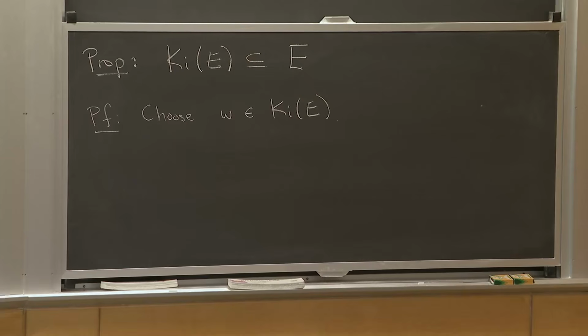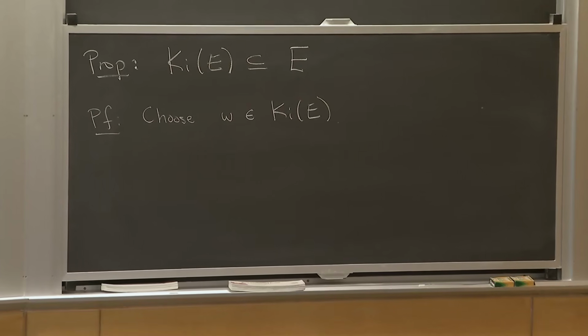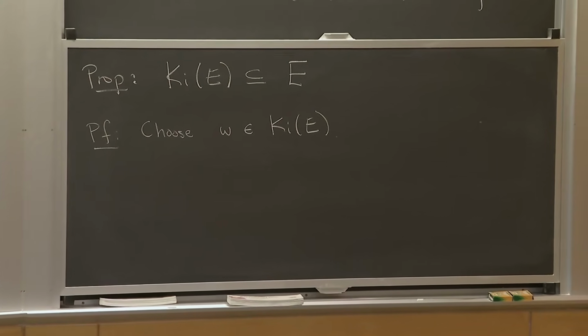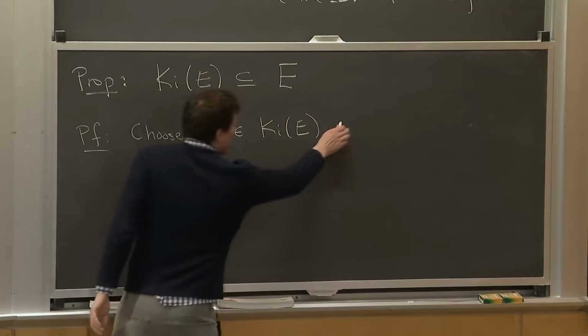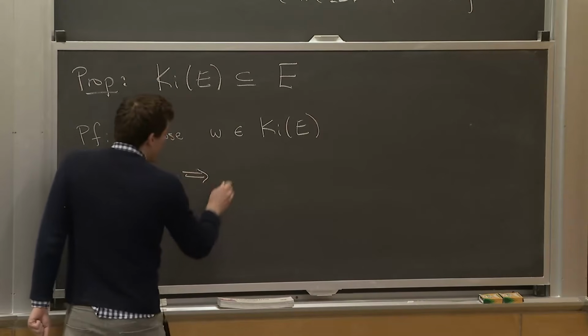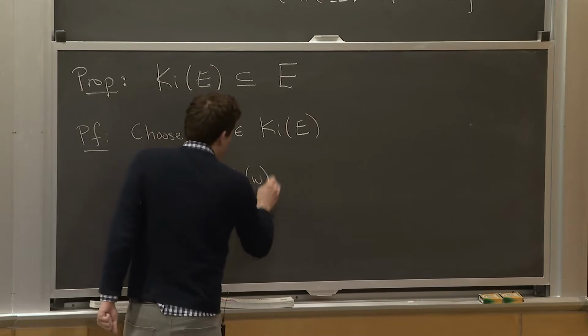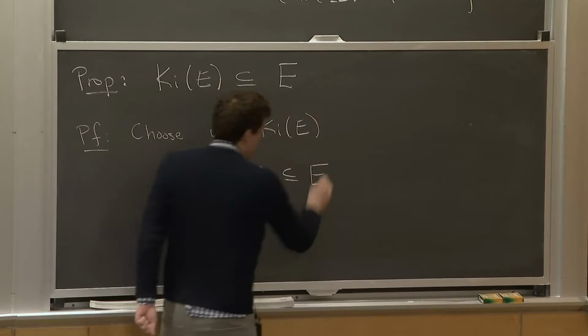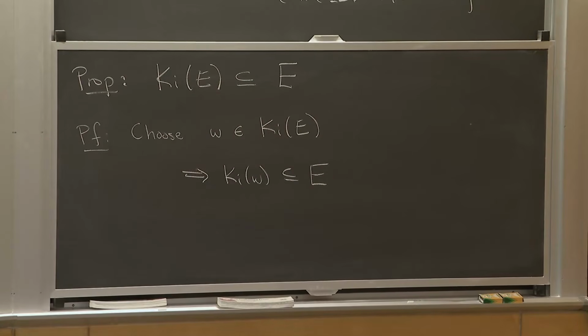We just want to go to our definition. Yeah, Amy? Right. So this is just by definition, right? If we choose omega in here, well, by definition, that means Ki of omega is a subset of E. We haven't done much here. We've just used our definition.